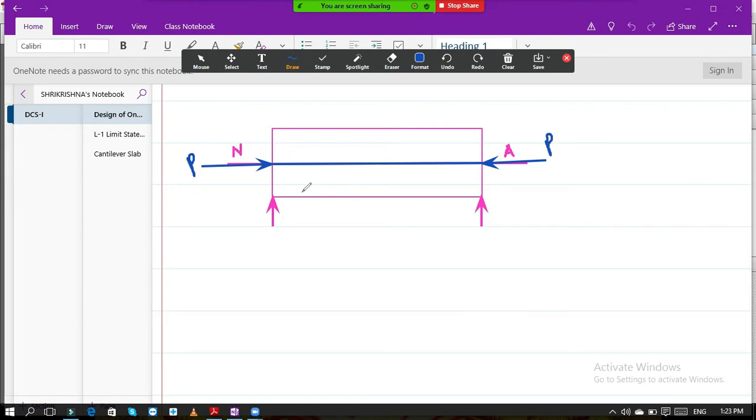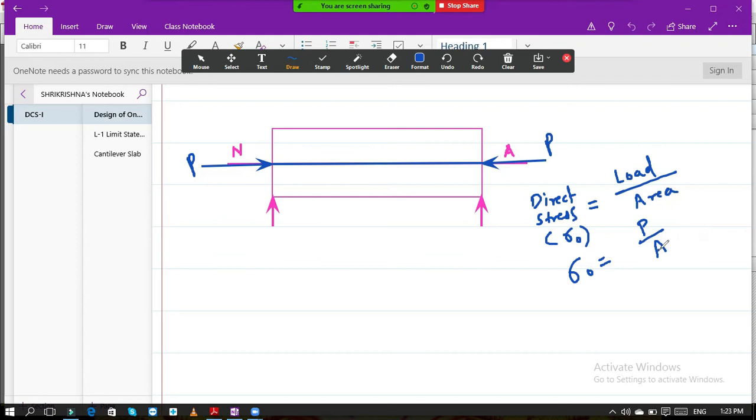And this beam has some cross-sectional area. So if I want to calculate the direct stress, the notation for this is sigma 0. Okay, we will use this notation, sigma 0, direct stress. So you know that stress is equal to load divided by area, the area of cross section. So here sigma 0 becomes P by A.